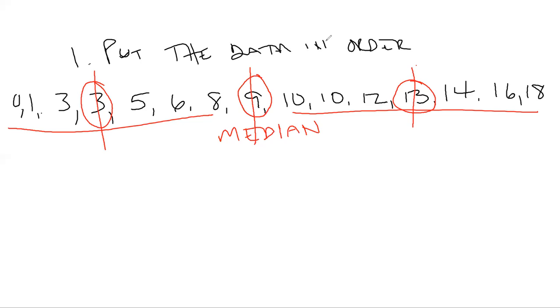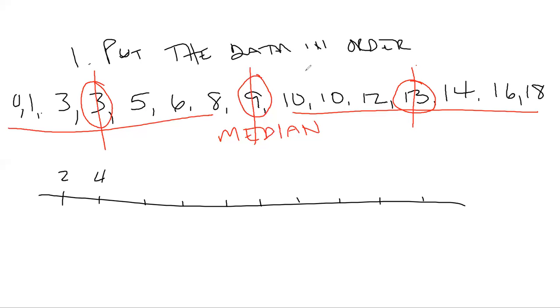The next thing I want to do after I've found those 3 numbers is make a number line. My particular number line is going to go up by 2s. You want this number line to be as even as you can. Now I'm going to put these 3 numbers on my number line with little lines. The 3 is right here, the 9 is right here, and the 13 is right here. I'm going to use those 3 lines to make my box.